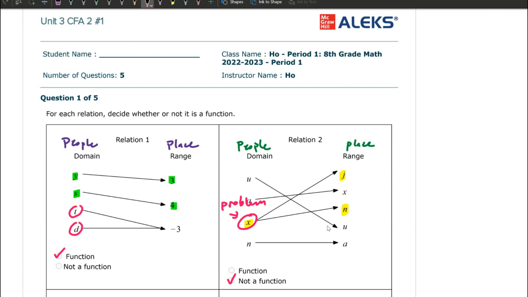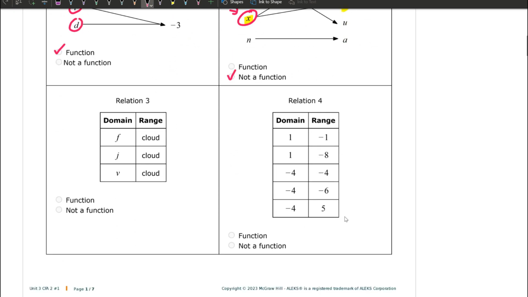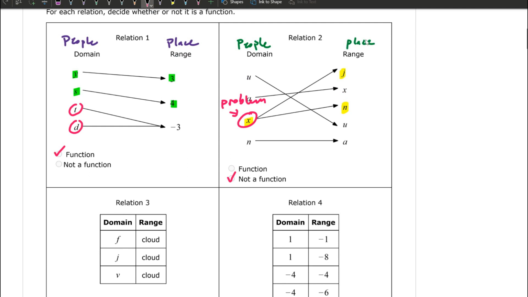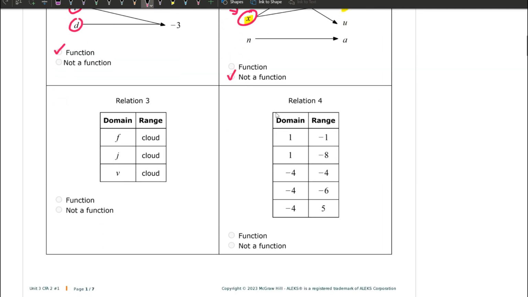Even if you can teleport, you cannot be at 2 places at the same time. You can go either one place or another. If X can create clones, which means that there's 2 different X, it's not the same X. Okay, again, one person cannot be at 2 places, or one domain cannot have 2 ranges, which means domain is not allowed to be repeated. Okay, so F going to cloud, J going to cloud, V going to cloud, 3 of them go to the same place. It's okay, it is a function.